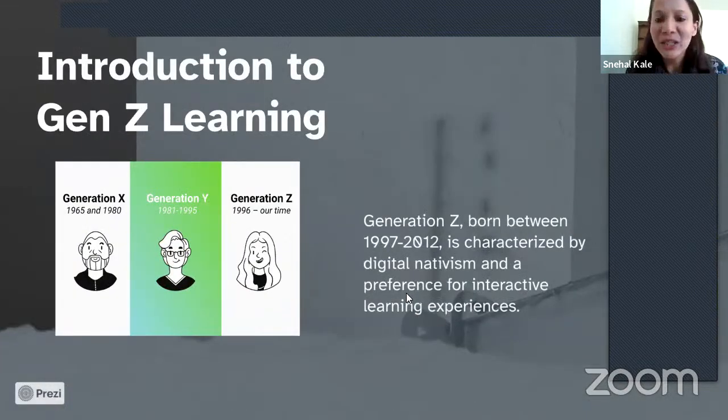Now, Generation Z, colloquially called Zoomers, have been born between 1997 and 2012. There's going to be a discussion about whether they're born in 1996, 1995, but the fact is that they're characterized by digital nativism, and they have a preference for interactive learning experience. This is the demographic cohort which has succeeded the millennials. I'm a millennial, Generation Y, and they are preceding Generation Alpha, which is the next generation beyond this.